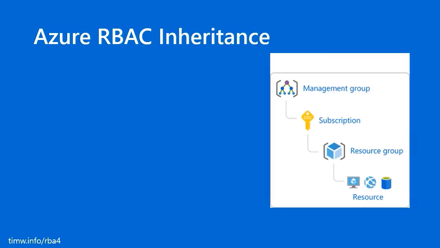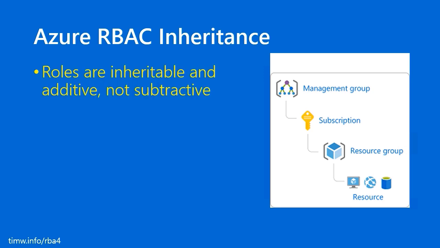Now, as I said, role-based access control works by inheritance, and they're also additive, not subtractive, which means if you give somebody contributor access at the management group scope, contributor is pretty powerful.